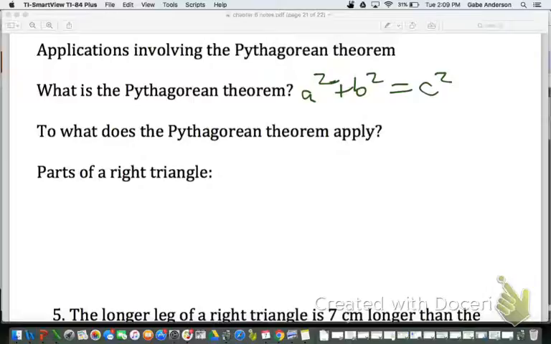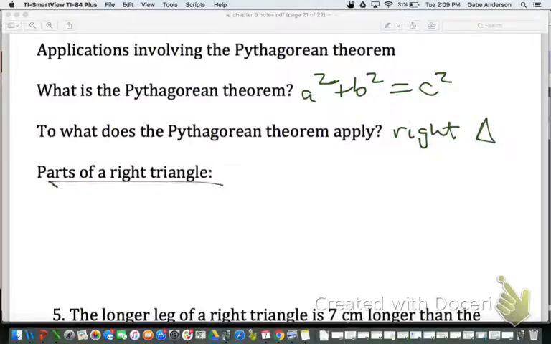To what does this thing apply? Don't you find the hypotenuse of a triangle with it? What kind of triangle? Right triangle. This only applies to right triangles, not any triangle, but specifically right triangles. A right triangle is a triangle that has exactly one right angle, and that's the only thing the Pythagorean theorem applies to. It does not apply to any other type of triangle, only right triangles.